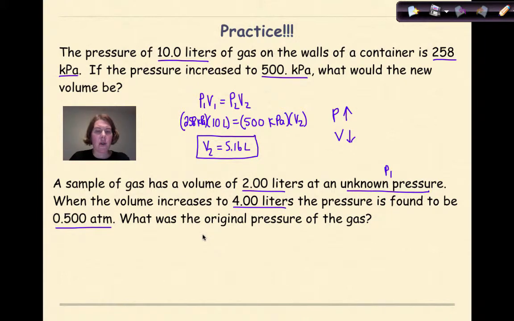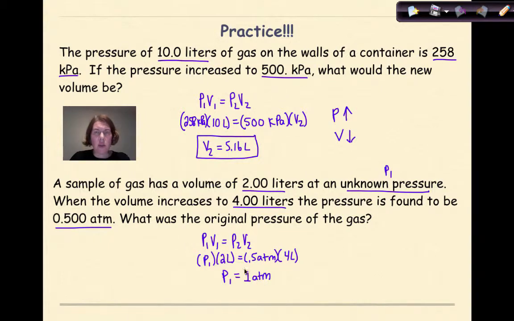All right, let's write out our equation. P1 V1 equals P2 V2. So I am going to be solving for P1. My initial volume is 2 liters. My volume is increasing to 4 liters, but my P2 is going to be 0.5 atmospheres. My V2 is going to be 4 liters. So 4 times 0.5 is 2, divided by 2. My initial pressure here should be 1 atmosphere.